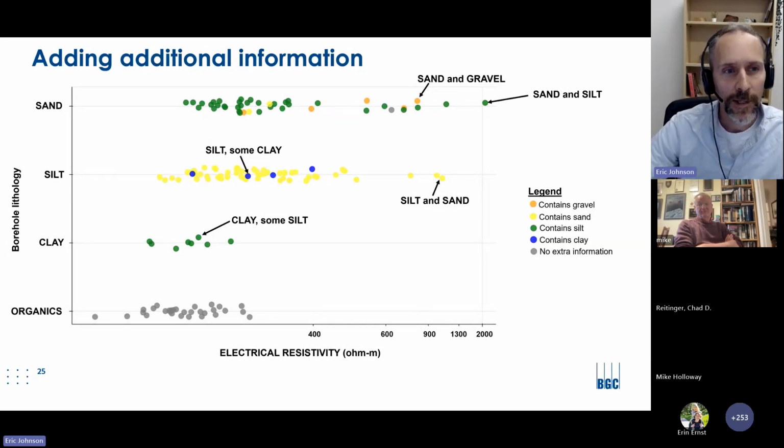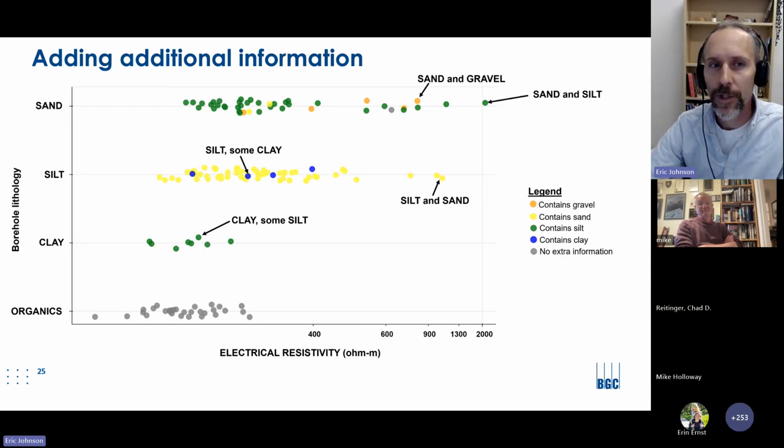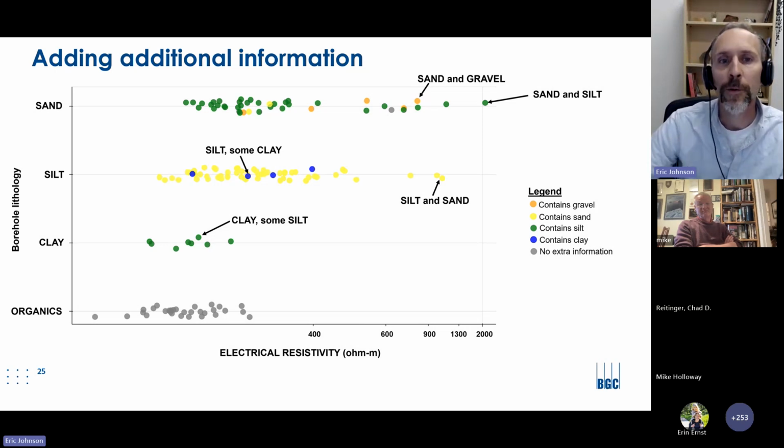These categories run along the y-axis, and the resistivity values run along the x-axis. When originally looking at the data set, I was curious about the overlap between the materials. So if there is additional information for each interval in a borehole log, it can be simply added to the analysis. Here, the lithology is the primary constituent, but it can also contain smaller amounts of other material. For example, most of the sand also had some silt. These points are colored green. Most of the silt also contained sand. These points are colored yellow.